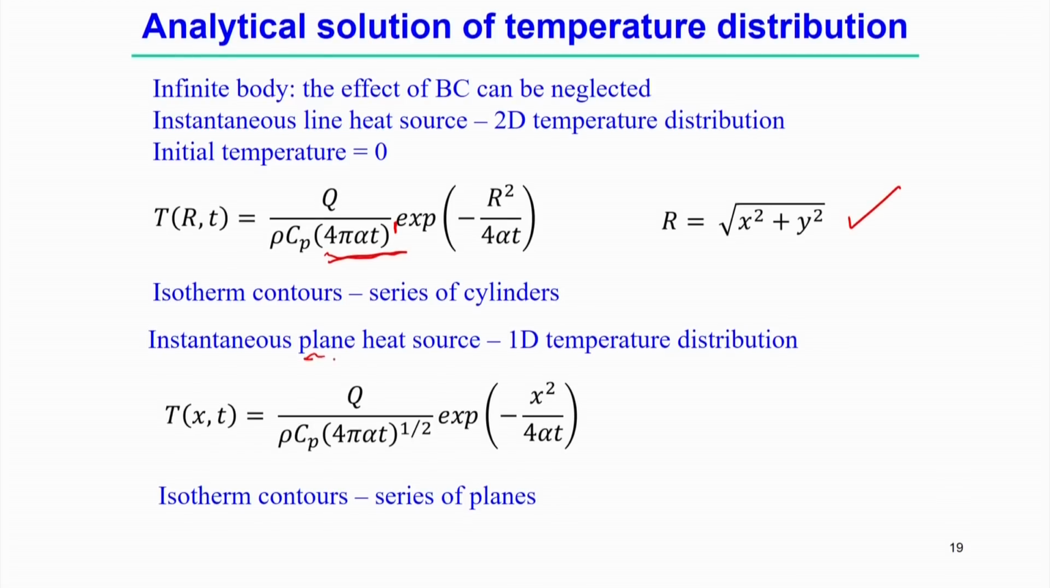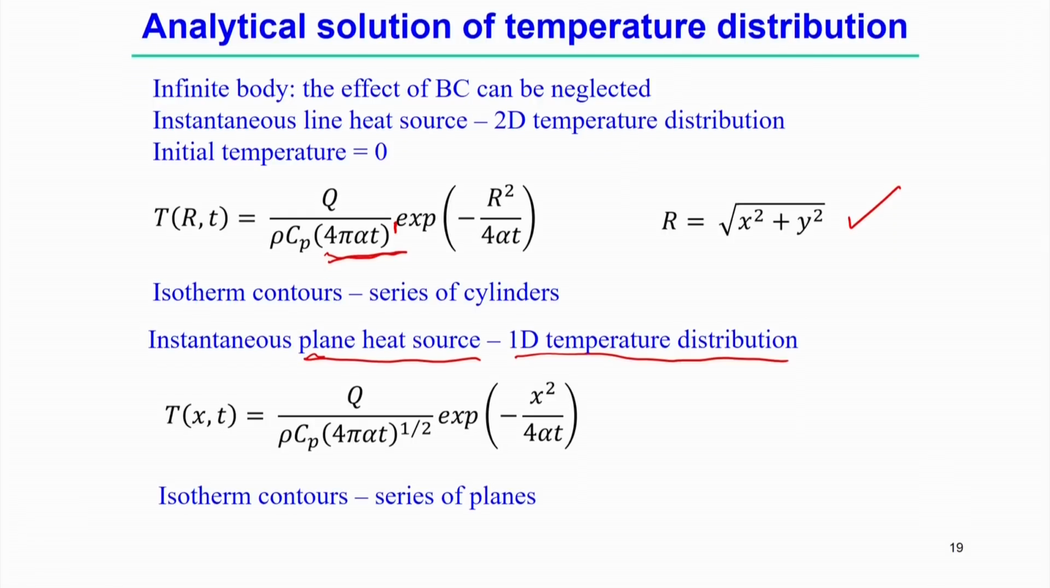Now, if we assume the instantaneous plane heat source, then our solution dimensionality actually decreases. In this case, if we assume the plane heat source, we will get the 1D temperature distribution. So, when we apply the point heat source, we will be able to find the temperature distribution in 3 dimensions.